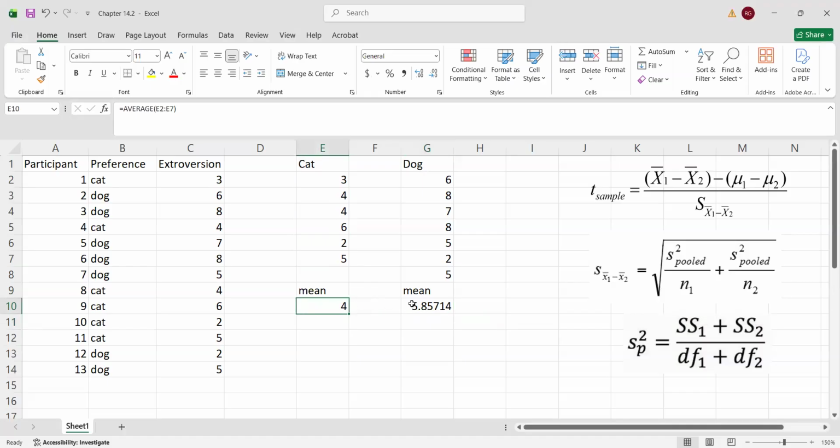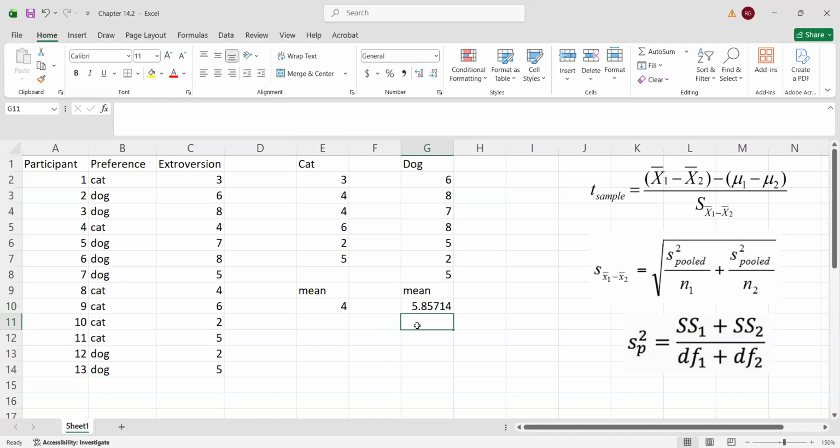Now, this is an important distinction. You might just look at these numbers and say, hey, these are different numbers. It looks like the average extroversion rating of dog people is higher than the average extroversion rating of cat people in this sample. I'm done, right? Well, that's the hypothesis. We solved it. No, no, no, no. These numbers are, in a sense, absolutely different from each other. Obviously, 5.86 is a higher number than 4, but we do not know if that difference is statistically significant.